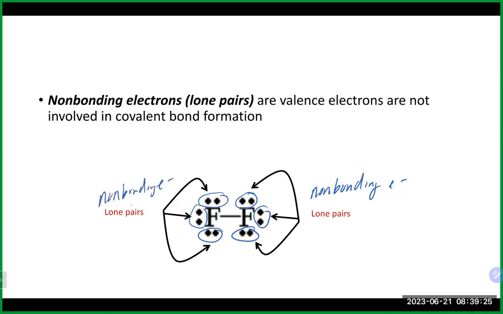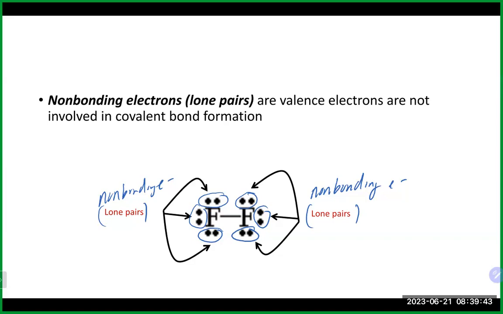If you're older like me, they used to call them lone pairs a lot. So if somebody says lone pairs or non-bonding electrons, they basically mean the same thing. They're the electrons that are not involved in bonding. I personally will probably say lone pairs a lot of times. So if I say lone pairs, it's basically the same thing as non-bonding electrons.